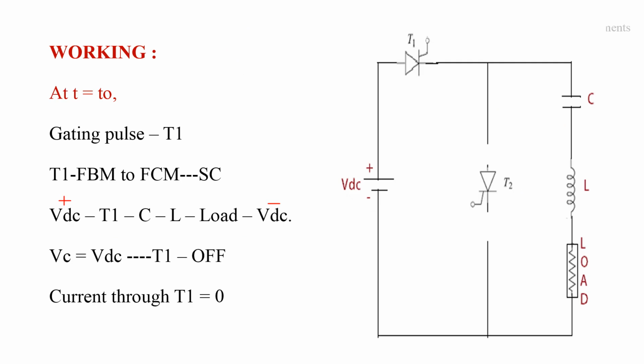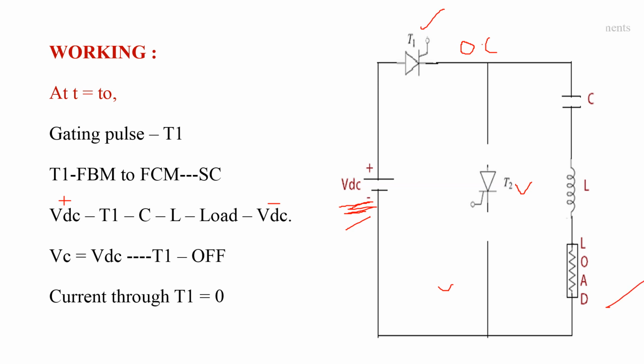Coming to the working, the concept of working of the series inverter is very simple. Listen carefully. By applying the constant voltage source to the circuit, thyristor T1 is in forward blocking mode and thyristor T2 is in forward blocking mode. Without applying gating pulses to these two thyristors, both thyristors act as an open circuit. There is no path for current from source to load.